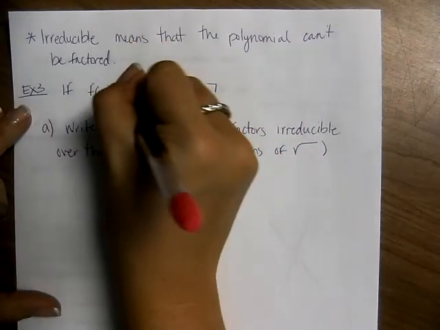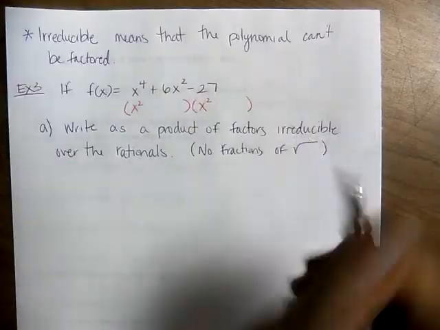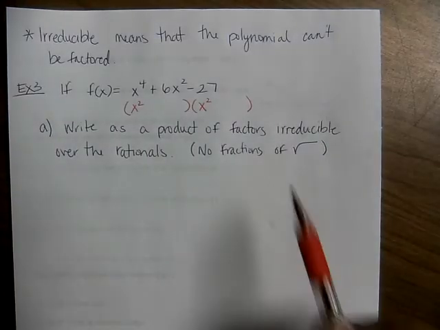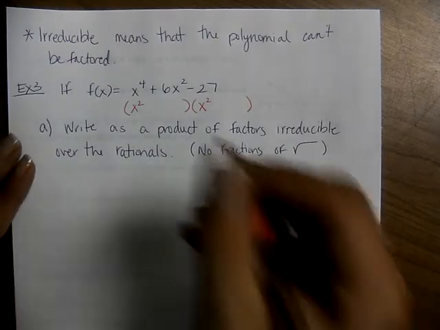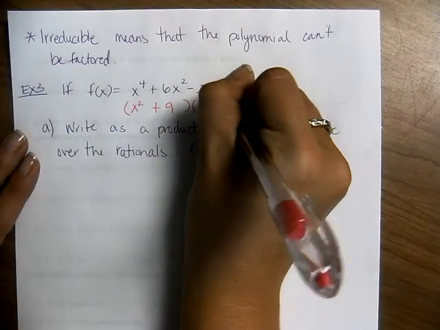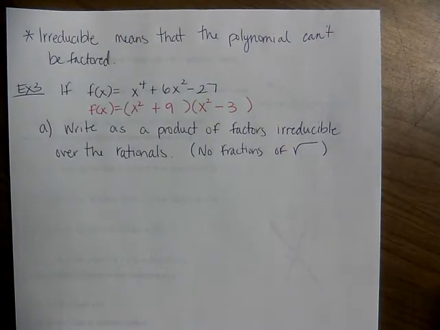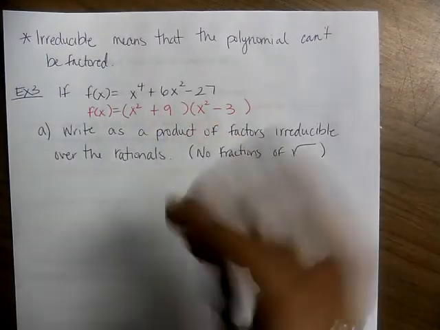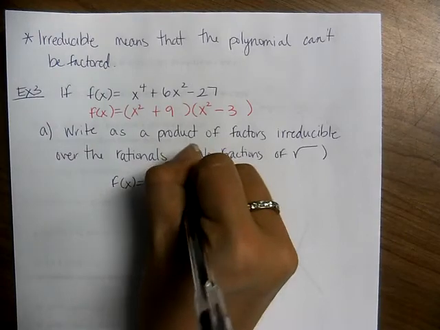It's an x to the fourth, right? So I know it's going to have to start with x squared and x squared. For 27, like 9 and 3 would probably work, right? We need a positive 9 and a minus 3. So I know this does factor, and normally this is where it would end. If it says write as a product of factors irreducible over the rationals, that means I can't have any square roots, no fractions. Well, this will work. So this is how I would write my answer here, given this particular problem.